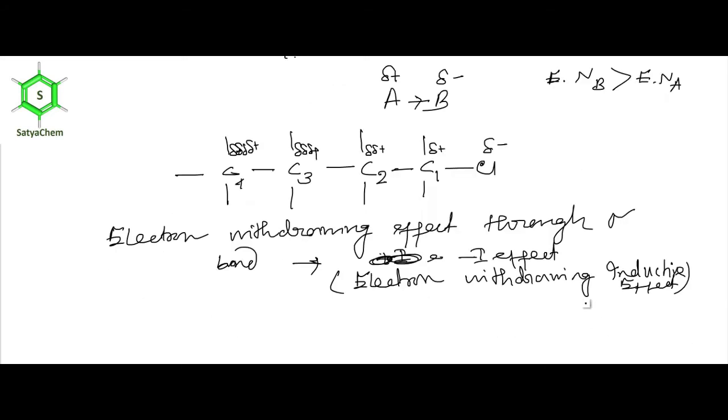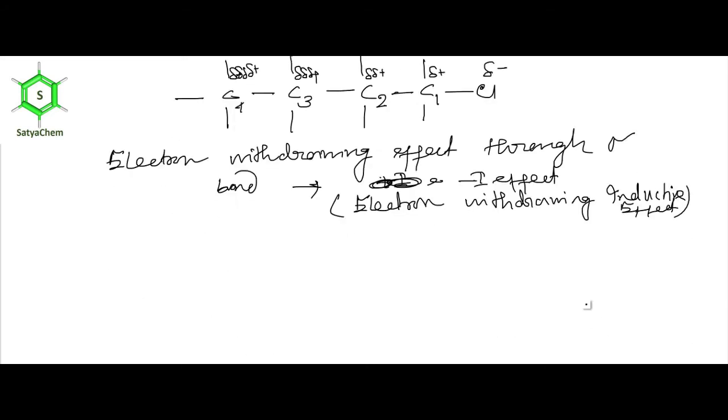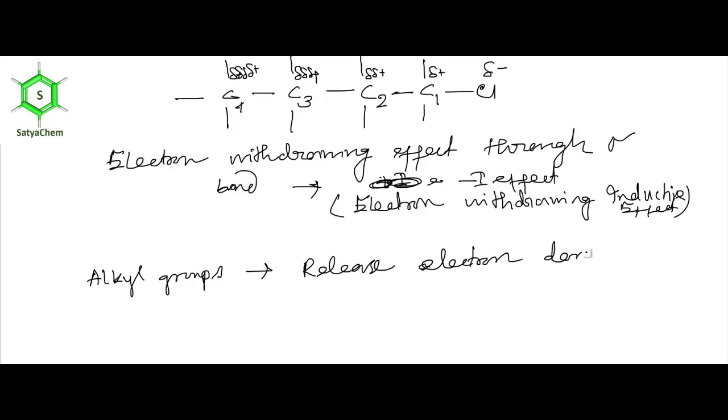Okay, but there are such groups which are actually less electron withdrawing than hydrogen. So those are considered as electron releasing groups, like alkyl groups. Usually alkyl groups are electron releasing. So they release electron density through sigma bond.